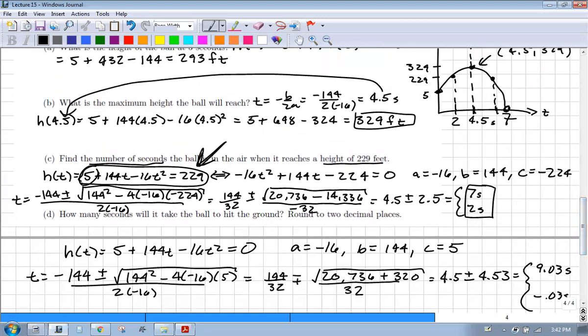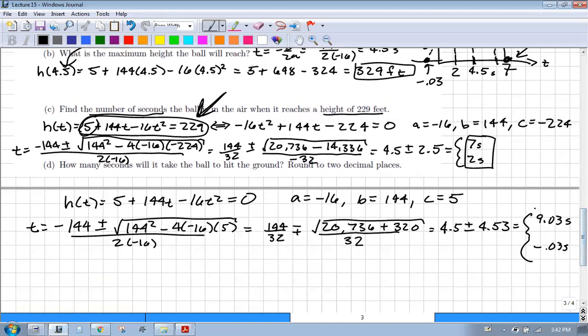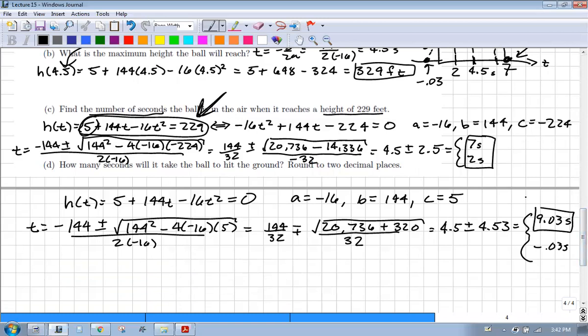So what we see here is that point right there is at 9.03. If we went back in time, this would be a negative 0.03. But we're not concerned with negative time. That doesn't make any sense. We're concerned with positive time. That's the time at which the height was 0, and thus that's the time it took for the ball to hit the ground.